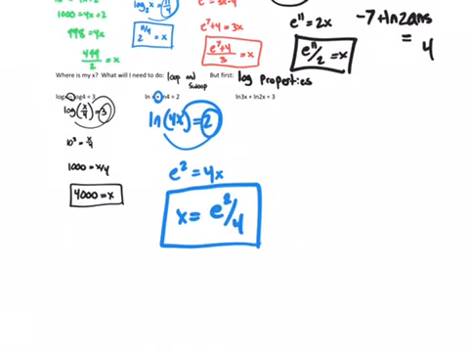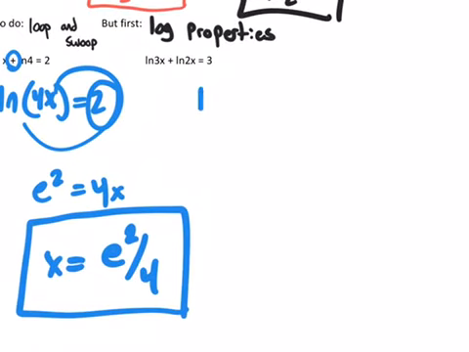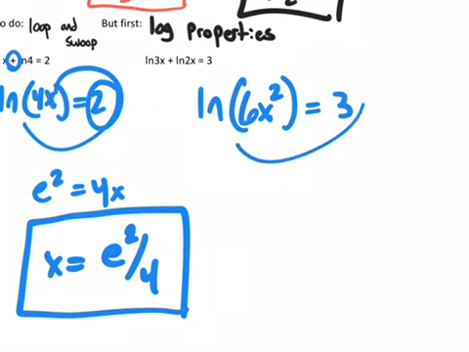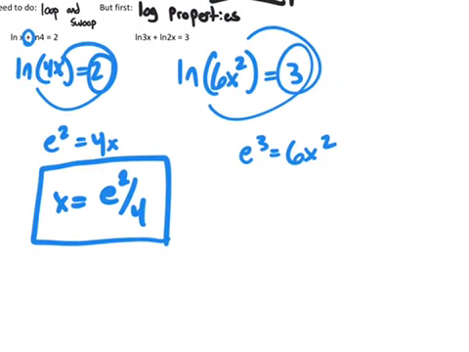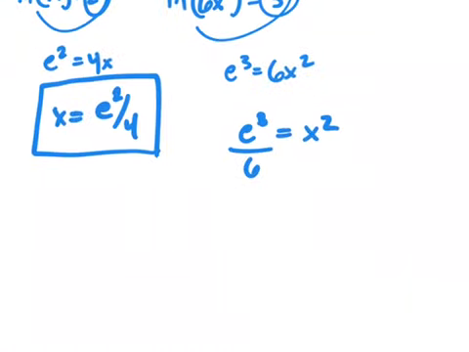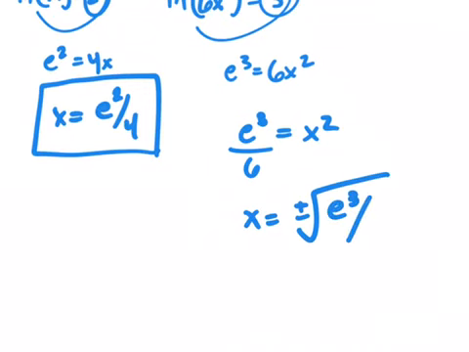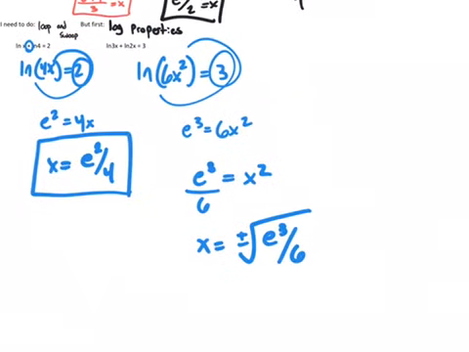In the final one, we've got natural log again. It's with addition, so I can multiply 3x and 2x to get 6x squared. It's equal to 3. So here I've got e to the third power is equal to 6x squared. I will divide both sides by 6. Then I'd have to square root both sides. So remember, when you square root both sides, you will get plus or minus. So we have e to the third divided by 6.